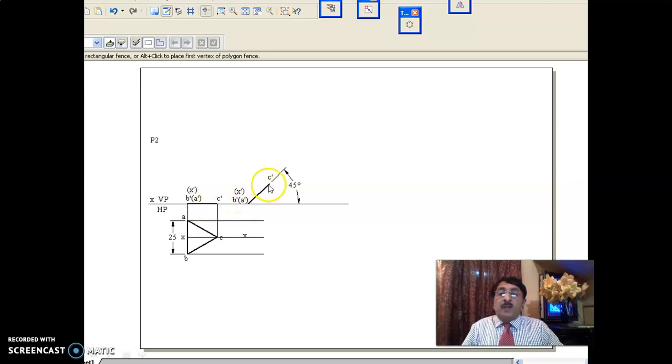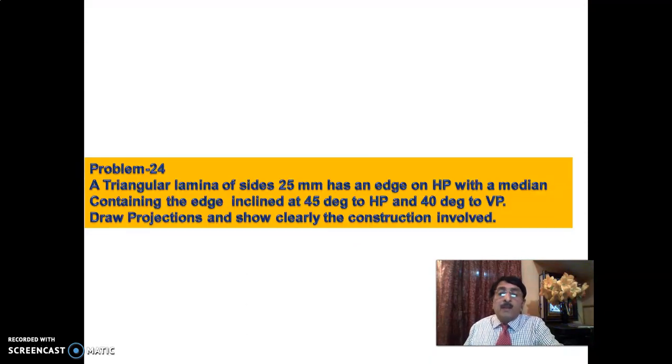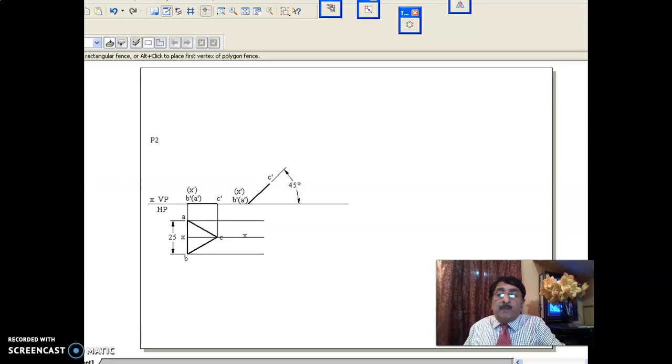The median is inclined at 45 degrees to HP. What was given, you already met that. With 45 degrees to HP, get the top view. Now the median containing this edge is inclined at 45 degrees to HP. You have done this, this is true length. You have managed this. It is inclined 40 degrees to VP, which means, please understand, the true length of the median should be inclined at 45 degrees to HP and also 40 degrees to VP. Both should be true length only.